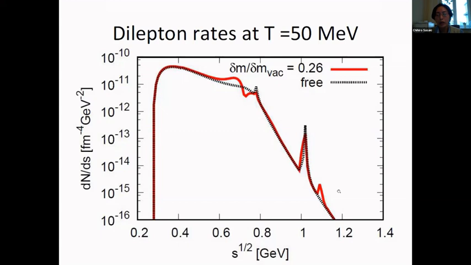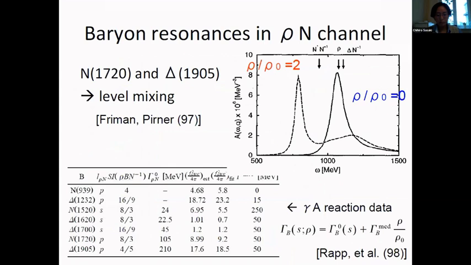Okay, so as I have announced, my calculation so far was too idealistic, so it's time to make it more reliable by introducing baryonic resonances in the rho-nucleon channel. This has been well known, and has already been mentioned today a couple of times. Especially those two baryon resonances strongly couple to the Rho meson in nuclear matter. So it's very well known that it deforms quite a bit the vector meson spectral function like this.